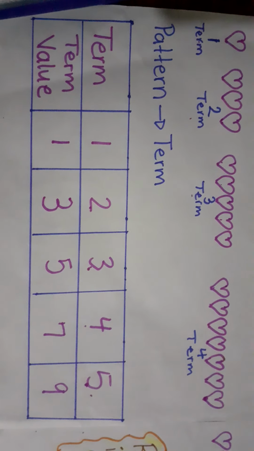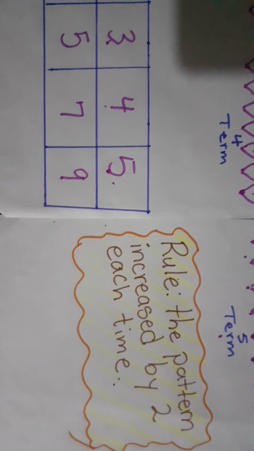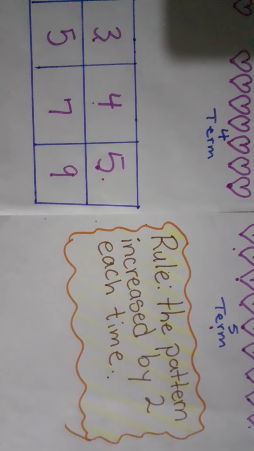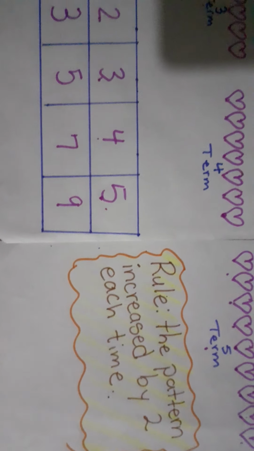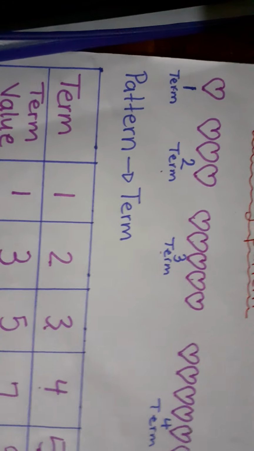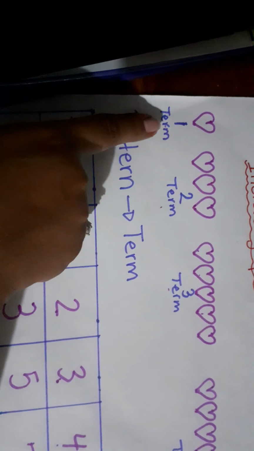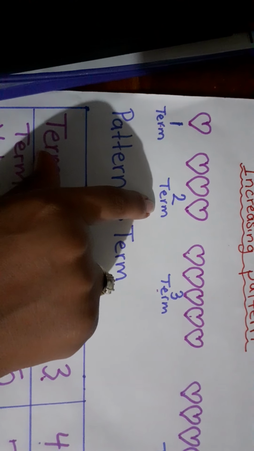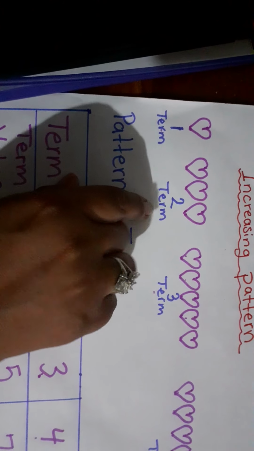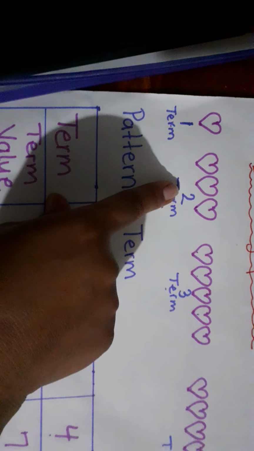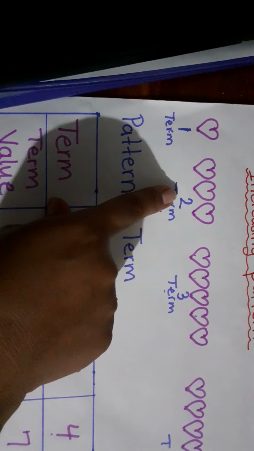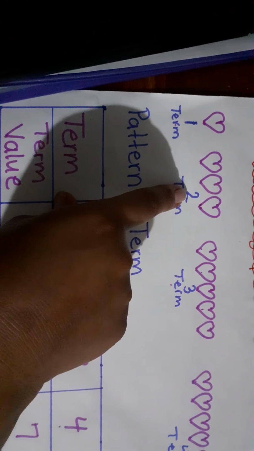So the rule for this pattern is the pattern increases by 2 each time. So if we go back with the patterns or the term, which is the same, term 1, we have 1 heart. Term 2, we have 3 hearts. So from this one to this one, how many hearts were added? 2 hearts were added.